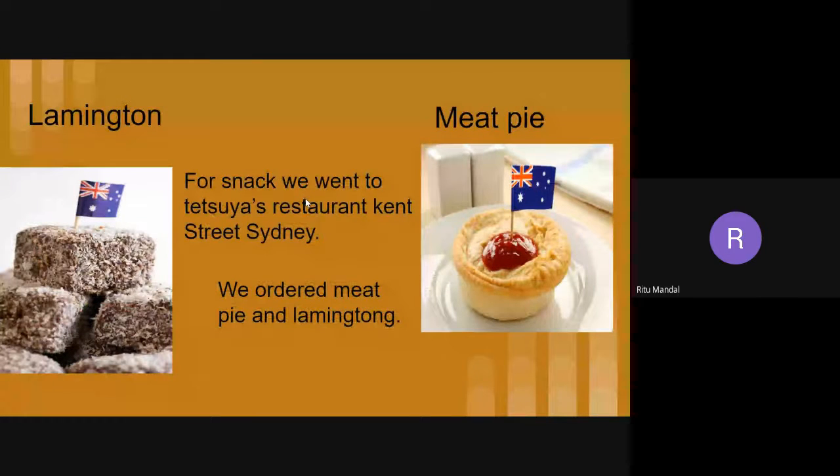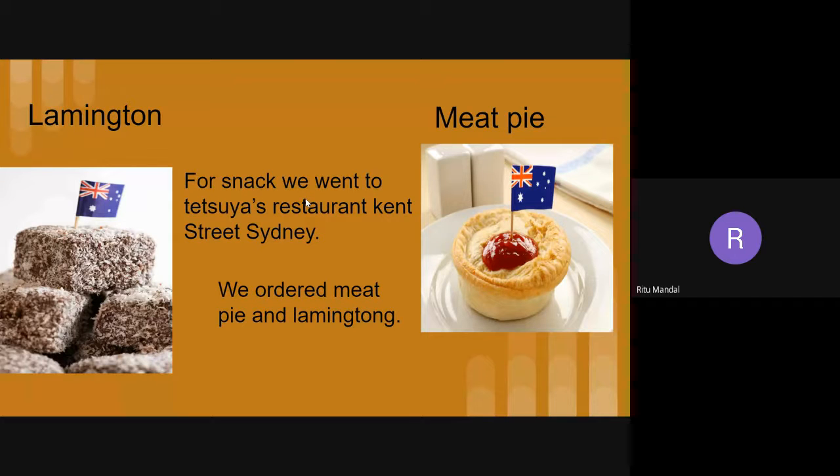Lamington is coated in an outer layer of chocolate sauce and rolled in desiccated coconut. And meat pie is made with a chunky filling of meat and often savory ingredients. It is also made with onion, mushroom, or cheese. The meat pie is considered iconic in Australia. After having a delicious snack, we calculated the nutrition value.